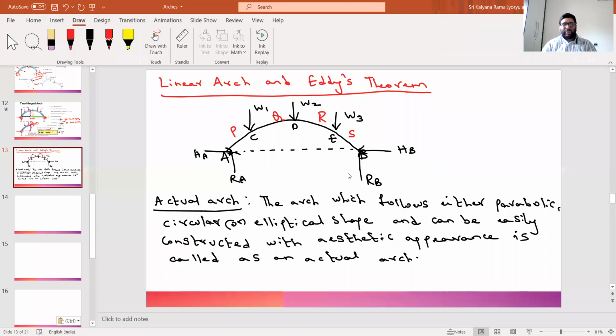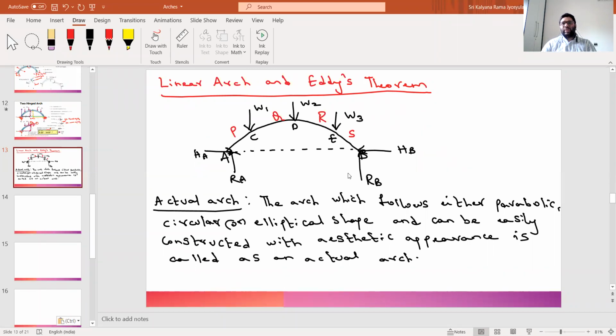So in today's class, we will learn in detail about the further derivative part of understanding what is a linear arch and how do we state the Eddy's theorem and how exactly the analysis methods are there to analyze a two-hinged or three-hinged arch.